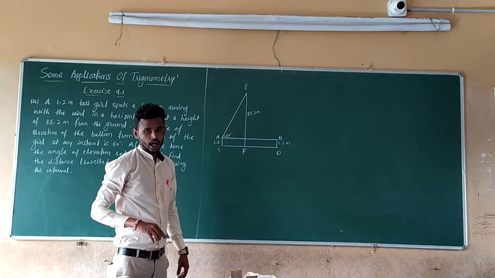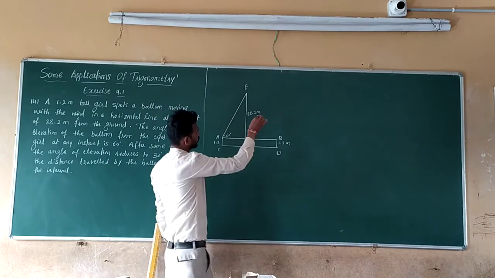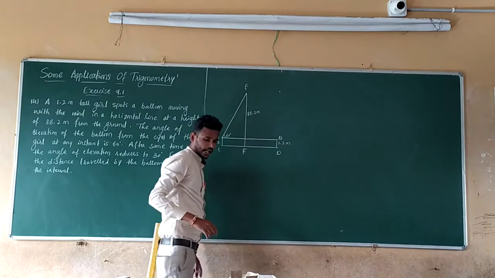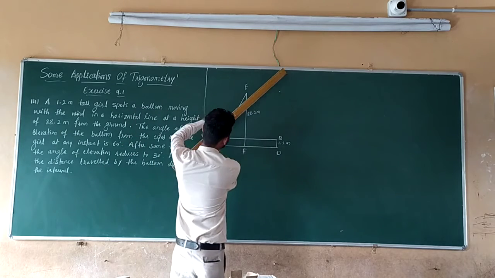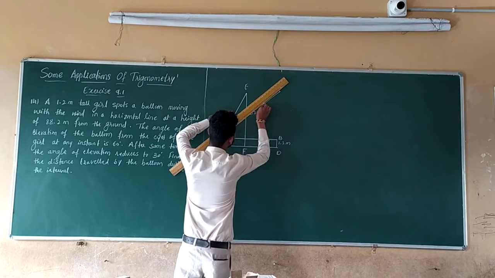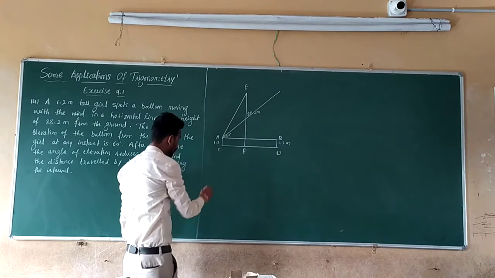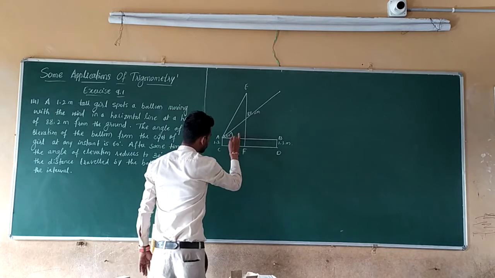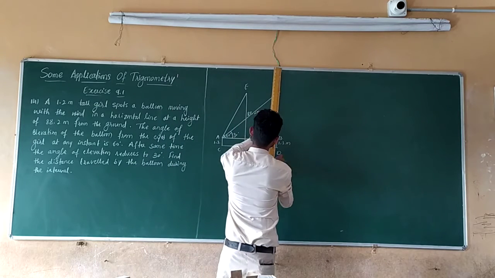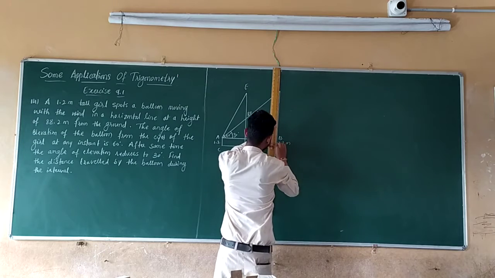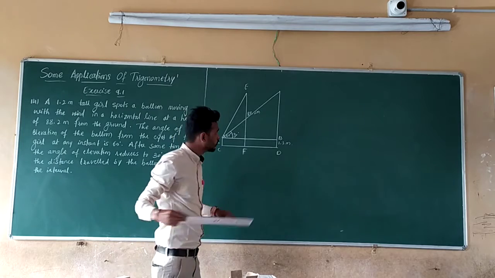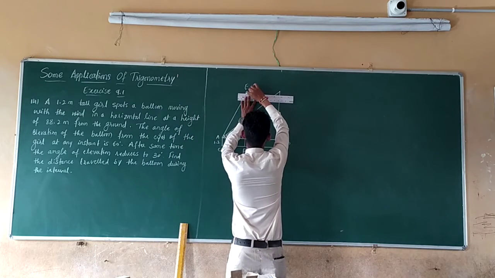88.2 meter. After some time, the balloon will move in a horizontal line, and at that time the angle of elevation from her eyes reduces to 30 degree. So this total angle is 60 degree and this small angle is 30 degree. So now the distance traveled by the balloon is what now? This one.